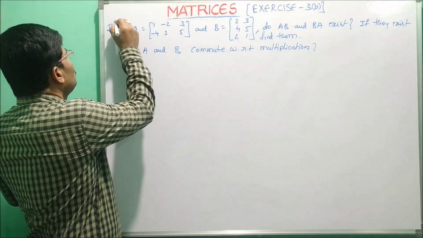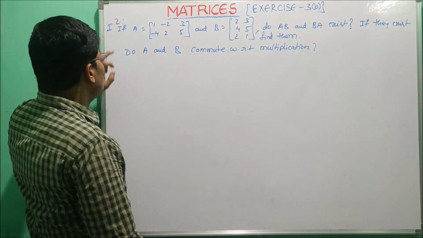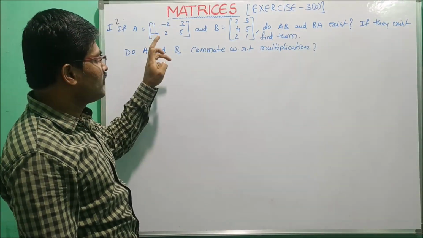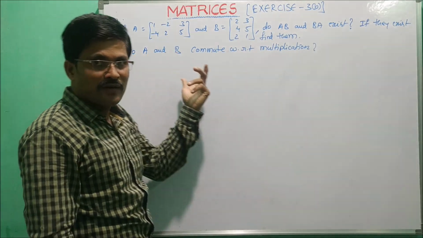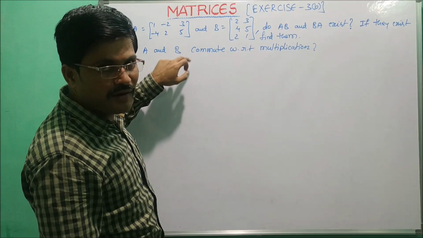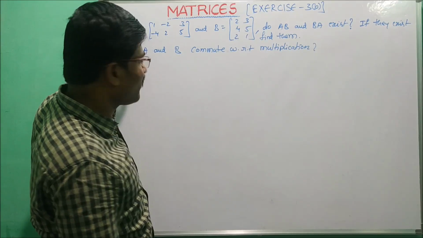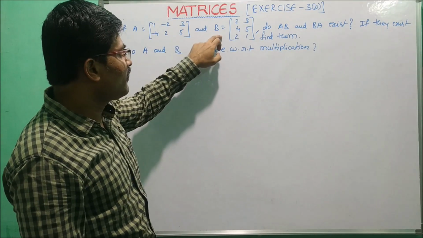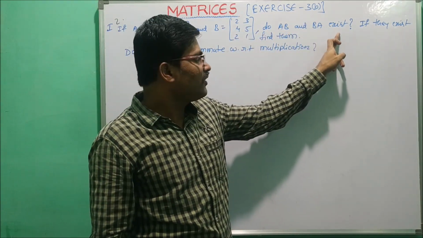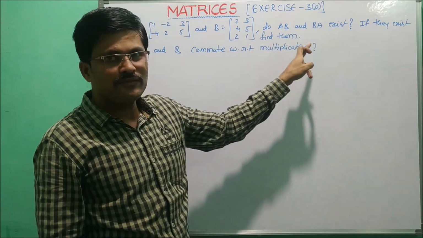Now first Roman second sum. Here two matrices A and B are given. This type of sum will already be solved in the examples. Here the same sum is given in the exercise, first Roman second sum. Here two matrices are given. Do AB and BA exist? That is the first question. If they exist, find them.